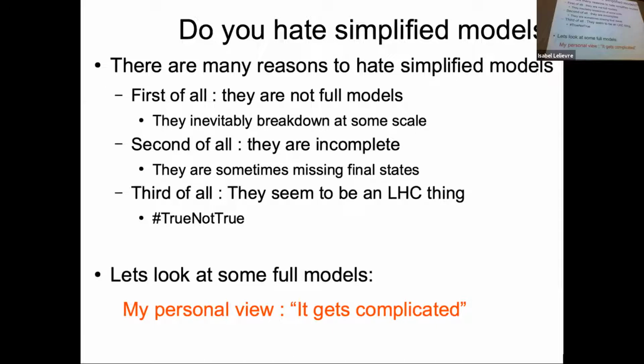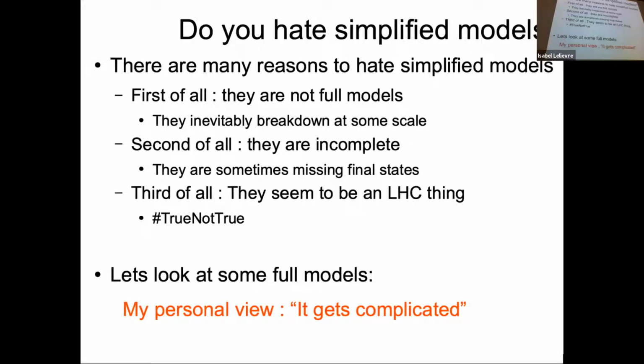So I asked this as a question yesterday. Just to put 3 reasons that I could think of off the top of my head: first of all, they're not full models. They're going to break at some scale. You can evolve these up to some scale, but there's going to be a Landau pole. And they're incomplete, which means there are typically final states that you might be missing in your simplified model. And then the other thing that people complain about is that this seems to be an LHC thing. And my reply is just hashtag true, not true.